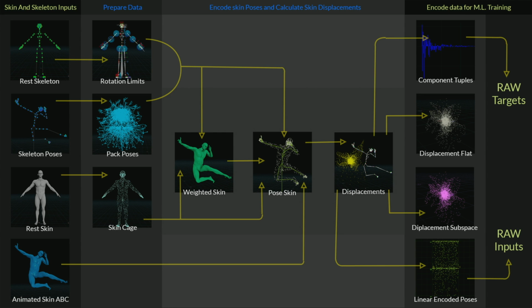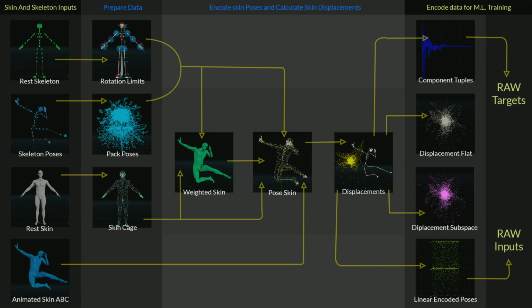First, we need a rest skeleton, then a skeleton pose, then the rest skin, of course, and then the animated skin, and prepare those. We should prepare the skeleton by calculating the limit of rotations for the bones so they don't go overboard. Then we should pack all the poses into one big furry ball of poses, and we should simplify the skin, get rid of polygons and keep only the points, because points mean something for the computer, while polygons mean something for us. For the computer they don't mean anything. And once we have correct skeletons and correct skins, we build two models, the weighted skin and the pose skin.